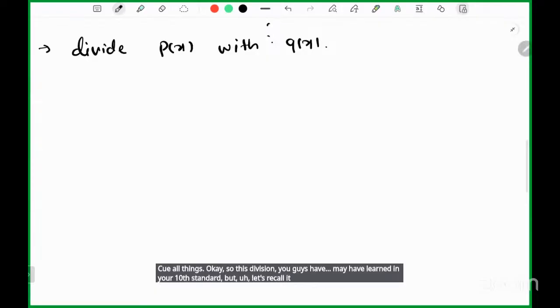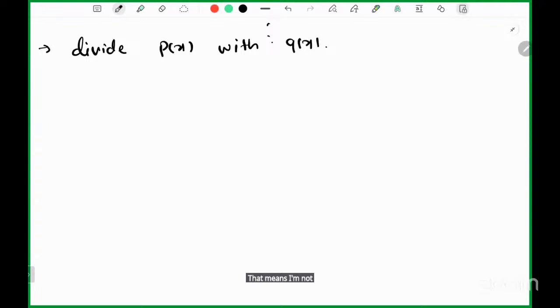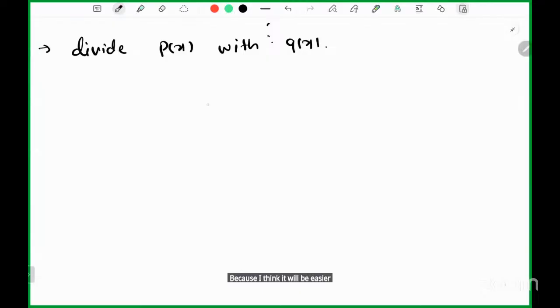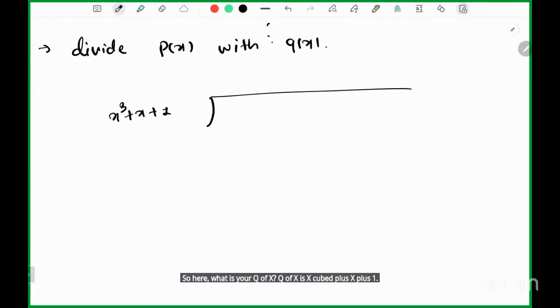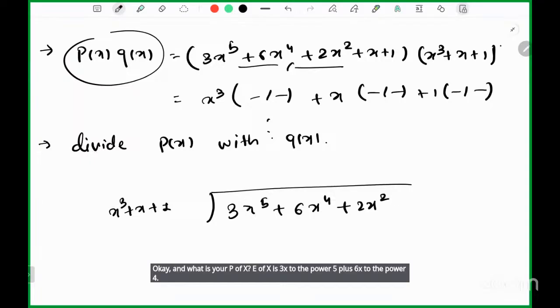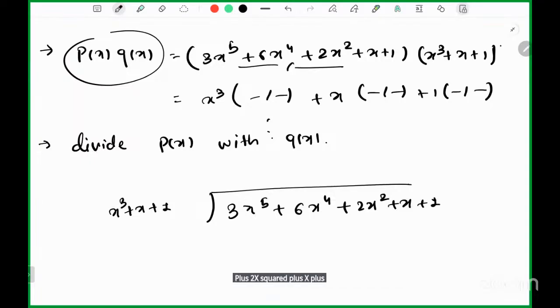I'm not going abstractly. That means I'm not taking any abstract polynomial as the sir did in the lecture. I'm just going by the example because I think it will be easier to understand with an example. So here, what is your q of x? Q of x is x cube plus x plus 1. And what is your p of x? P of x is 3x to the power 5 plus 6x to the power 4 plus 2x square plus x plus 1.